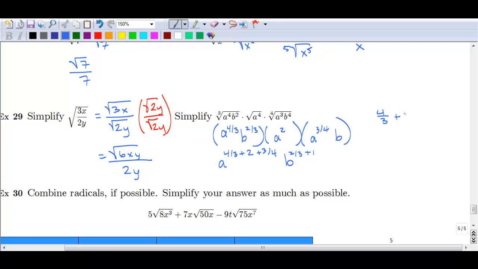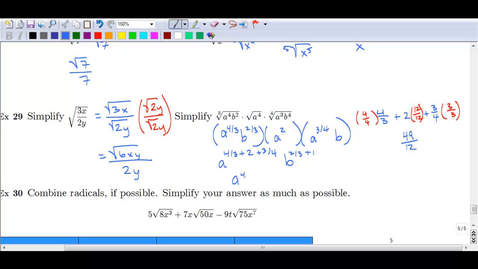4/3 plus 2 plus 3/4. Well, our common denominator in this case is 12. We're going to need to multiply by 4/4 for our first fraction, by 12/12 for our second fraction, and by 3/3 for our third fraction. And this would give us 16 plus 24, which is 40, plus 9, which is 49/12.